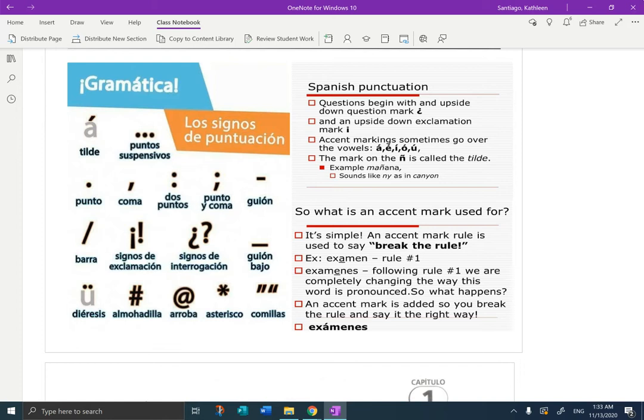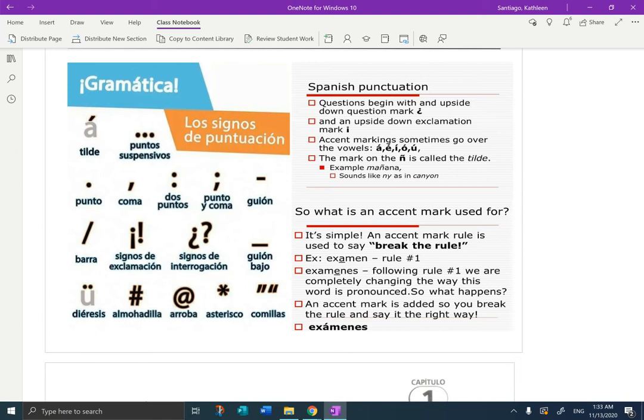So let's see what it says about Spanish punctuation. Questions will begin with an upside down question mark and an upside down exclamation mark. In Spanish, they do that so that when you're reading, you can tell how to inflect your voice before you finish writing the sentence. When you're reading along in English, you're not sure that it's a question until you get to the end. You're not sure whether it's an exclamation until you get to the end. But in Spanish, you know at the beginning of the sentence.